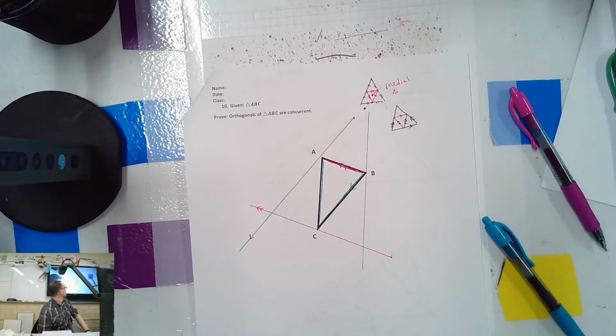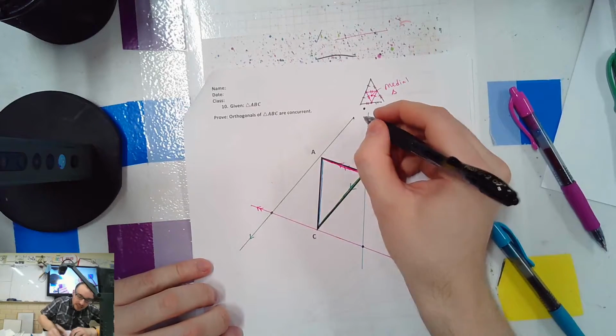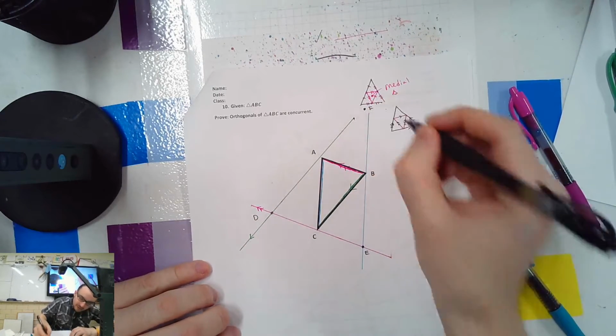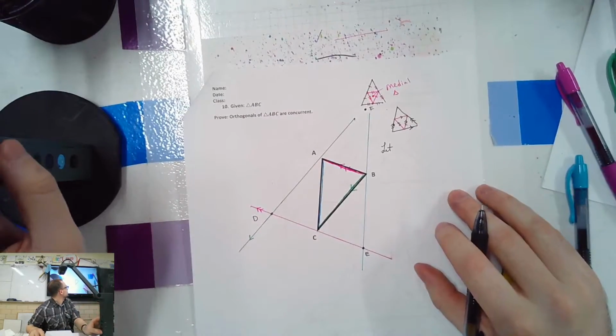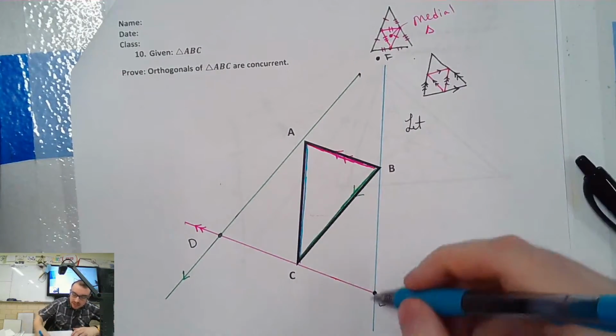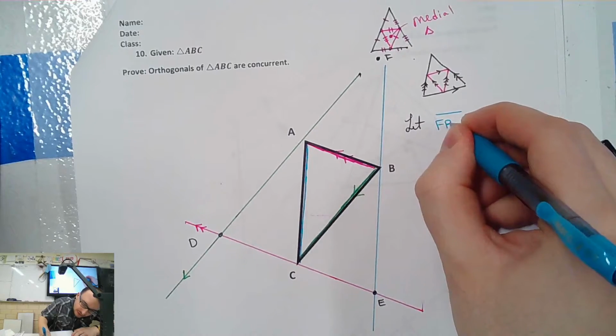Alright, so now that I've drawn them, let's talk about how to actually draw them. So I'm going to call this point D and this E and this F. So we're going to say let, and I'll try to squeeze it up here so you can see it all at once. Let me zoom in. So let this line exist, right? That's line FBE.